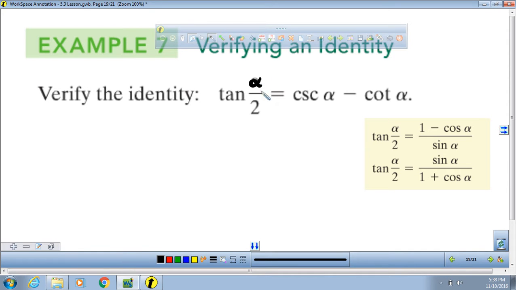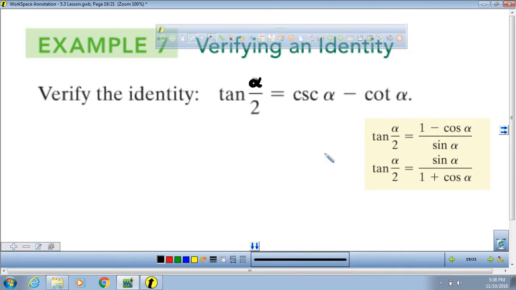Because the half angle complicates things. Anytime you have a modification of the angle, double angle, triple angle, half angle, that would probably be your key. You need to work on that side so you can get rid of that half angle, double angle, or triple angle, whatever it is that you have. Okay, so let's use one of those two formulas. You can use whichever one you want.